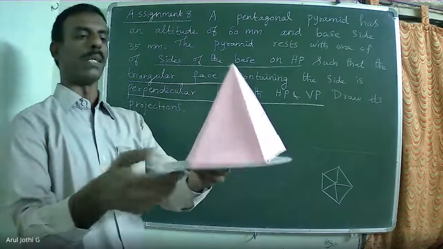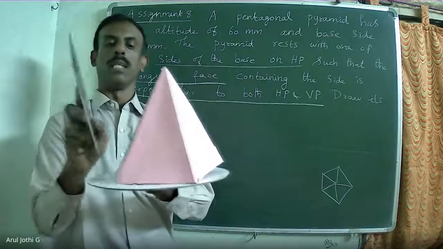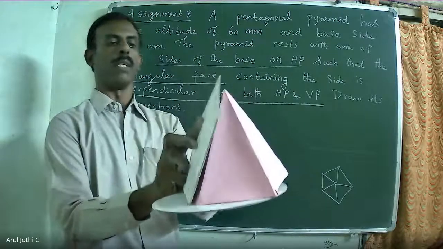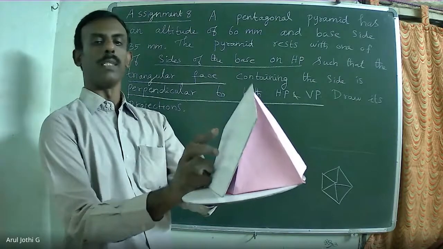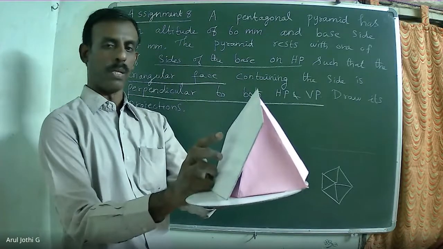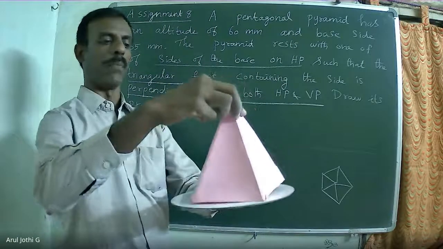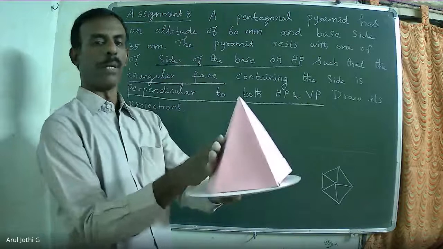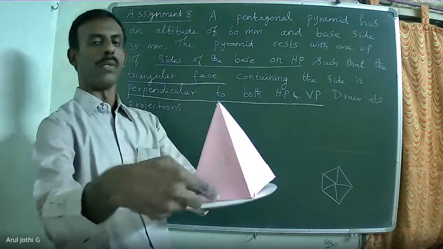Now what is the orientation of the triangular face? The side has one triangular face. What is the position of this triangular face? This triangular face is inclined to HP and perpendicular to VP. So here, in the pentagonal pyramid, this triangular face is perpendicular to VP and inclined to HP.